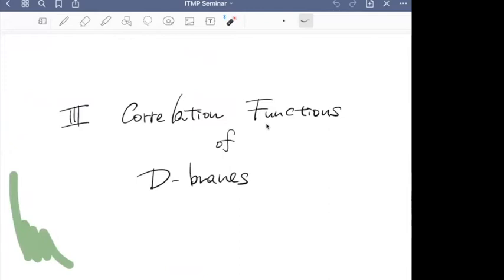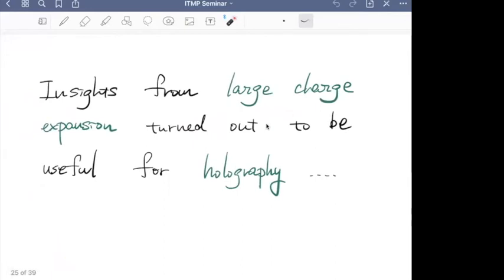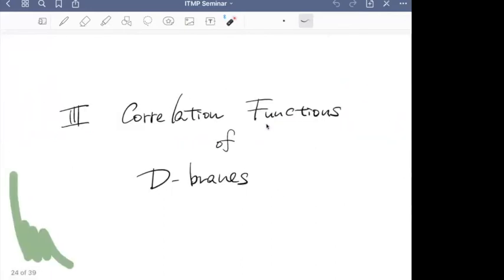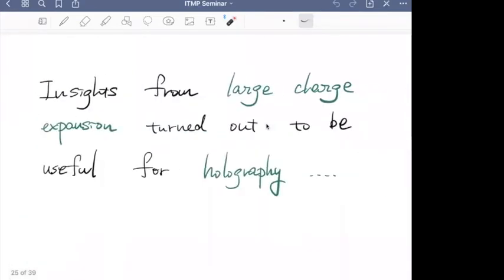Okay, so let me now move to the final topic, which is about the correlation function of D-branes. So in this last chapter, I'm going to talk about slightly different things. So instead of talking about what the large charge expansion is for N equals 4 super Yang-Mills, I'm going to get inspiration from the large charge expansion and use it to resolve some puzzle in holography.